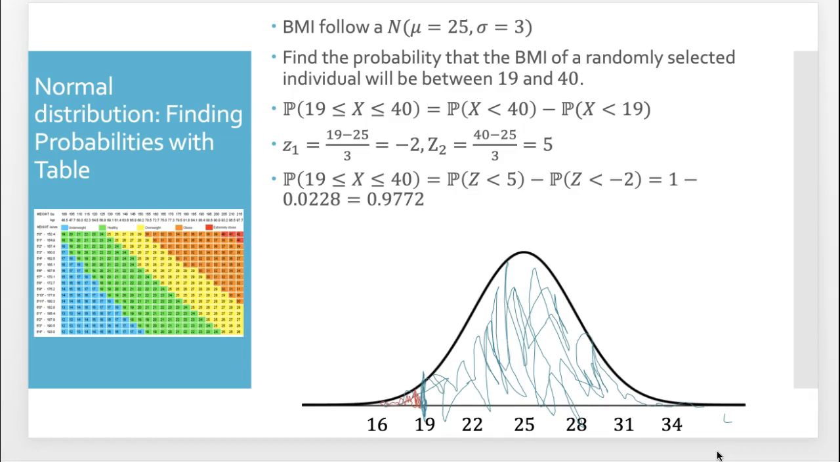And if you're looking up the z-score, you will not find 5. So now I look up in my table the probability for the z-score of 5, and the probability of z-score -2. And what I'll find is that respectively it's going to be 1 minus 0.0228, which would give me 0.9772, or a 97.72% chance that if I randomly select someone, their BMI will be between 19 and 40.